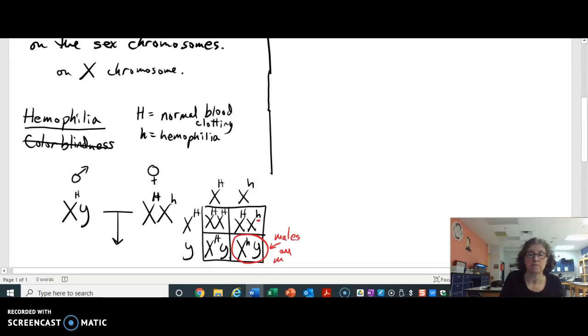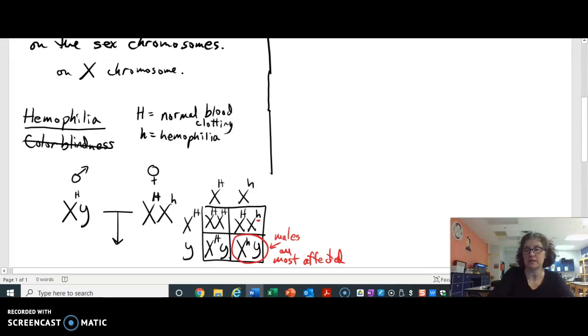Males are most affected, and that's the clue. If you see a pedigree and a bunch of the males are affected by a disorder you're tracing, it's a pretty good clue that this is a sex-linked disorder. So that's how sex-linked alleles are arranged.